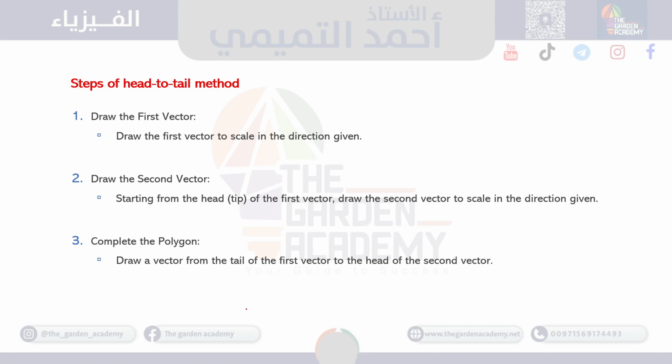Of course we can have 2, 3, 4 vectors and so on. If we only have 2 vectors, we will form basically a triangle. If we have 3 vectors, we will create a polygon. So now we draw a vector from the tail of the first vector to the head of the second vector, and finally we measure the resultant vector. Now how do we always draw the resultant vector? The resultant vector starts from the tail of the first vector and it ends at the head of the last vector, or in this case the second vector if we have only 2 vectors.